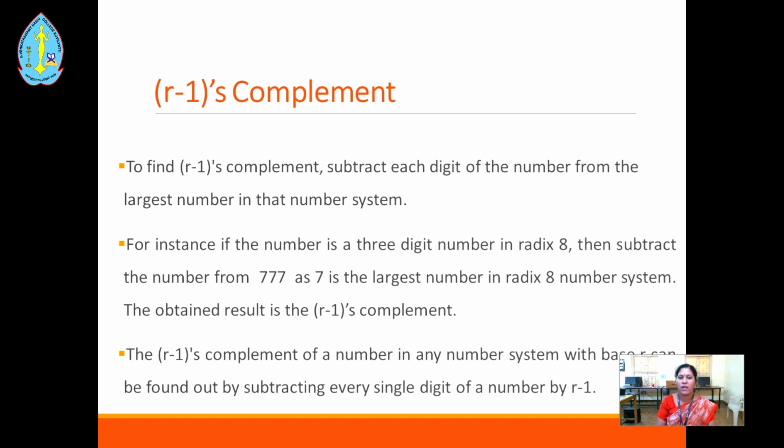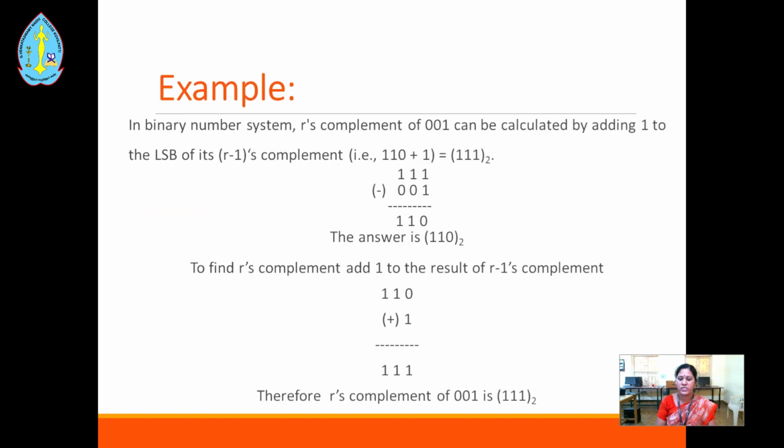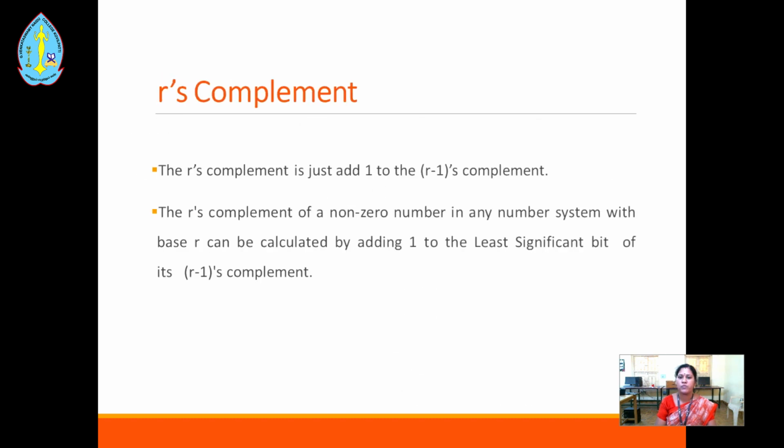For calculating the r's complement, we just add 1 to the r minus 1's complement. We add 1 to the least significant bit and not to all the bits. So that's all about the r minus 1's complement and the r's complement.